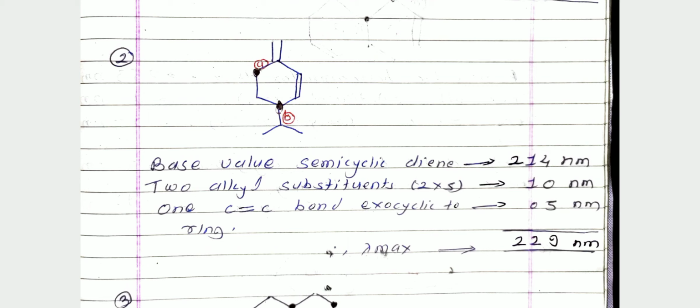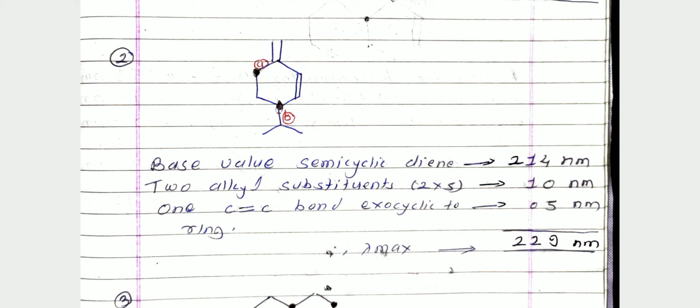Then here the conjugated double bond forms containing 4 carbon atoms, and these 4 carbon atoms are attached to another carbon atom which is part of the ring, also considered as an alkyl substituent. Therefore I am showing here the dotted carbon atoms. These 2 dotted carbon atoms mean 2 alkyl substituents. The value for 1 alkyl substituent is 5. Here 2 alkyl substituents are present, therefore 2 into 5 is 10 nanometer.